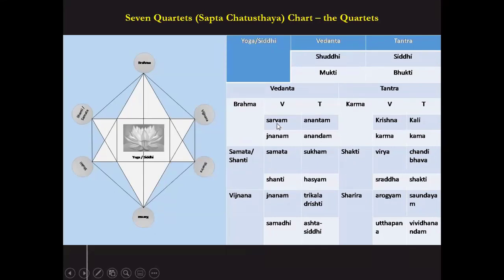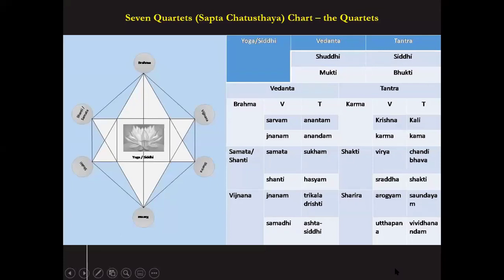So each one of them has four goals. And of these, two goals will be Vedantic and two goals will be Tantric, which is a way of saying that just like the yin-yang diagram, in which the yin is involved in the yang and the yang is involved in the yin, we find that Vedanta is involved in Tantra and Tantra is involved in Vedanta.